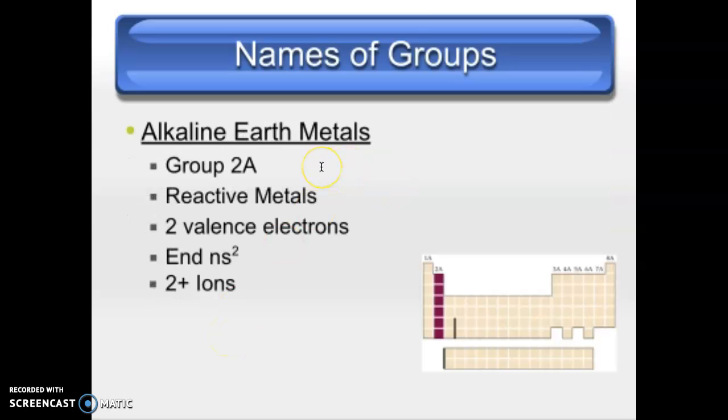The second group is the alkaline earth metals. That's going to be the second column from the left on your periodic table. It's like beryllium, magnesium, calcium, on down the list. That's called group 2A. Those are also reactive metals, not as reactive as the alkali metals, but they will react with water. They have 2 valence electrons, so their electron configurations are going to end in s2, and they tend to form positive 2 ions when they become stable ions.